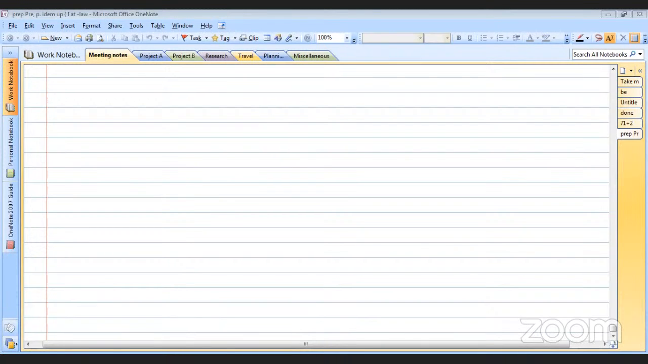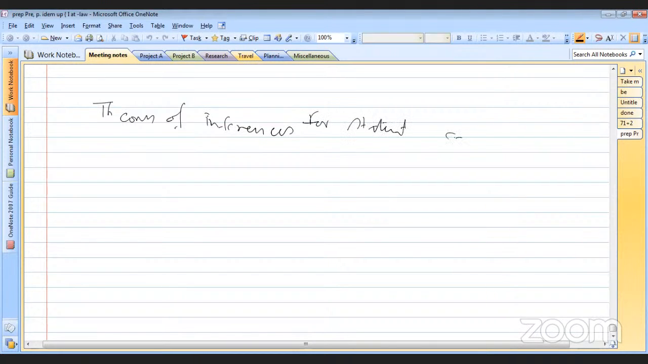So, discrete mathematical structures, we can learn something here. The third unit: theory of inferences for statement calculus. Theory of inferences for statement calculus is what we can learn here today.